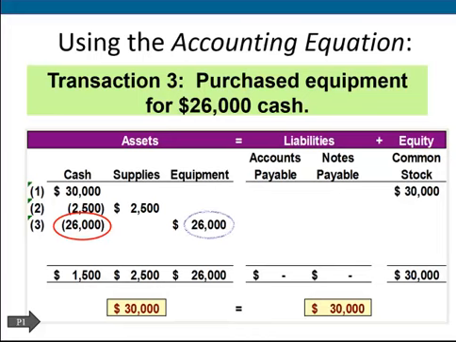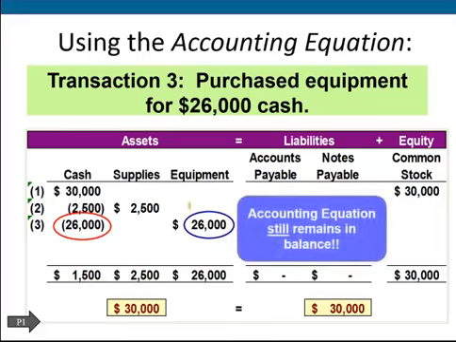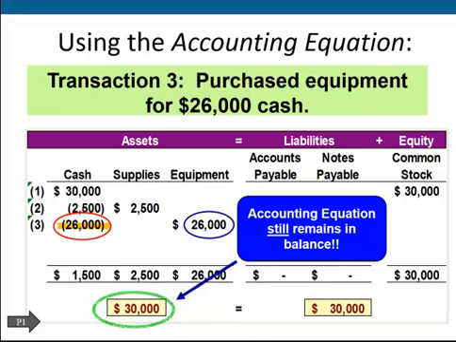So here we see the cash is reduced by $26,000 and the equipment goes up $26,000. We have a current balance in the supplies account of $2,500. And equipment has a balance of $26,000. I'm just doing a total down here at the bottom. Once again, there was no change to the liabilities or equity side of the equation for transaction 3.